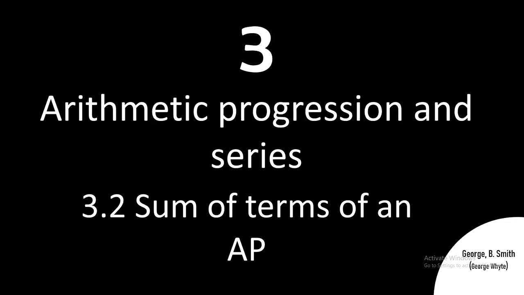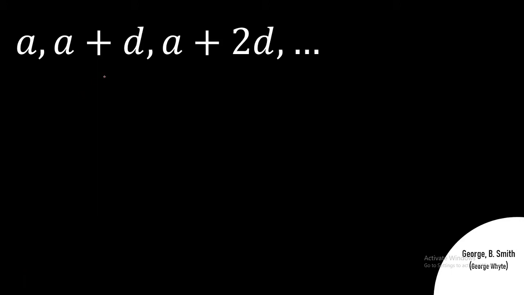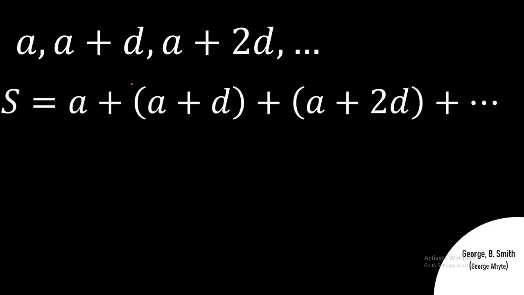Okay, let's proceed. In the previous video we discussed the arithmetic progression, and this is how it looks. You have a plus d, which is the second term, a plus 2d, which is the third term, and that's how it proceeds. But what if you want to sum these terms, which is what you call a series? Generally, a series is simply a sum of terms in a sequence. For the series, you're adding all the terms.